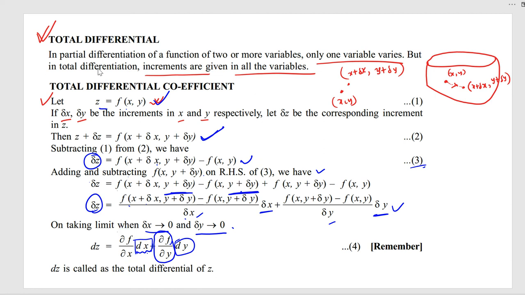So this is a very important formula. You have to remember it. And how do we get it? This is just a simple derivation. This dz is called the total differentiation, or some textbooks will refer to it as the differential of several variables.